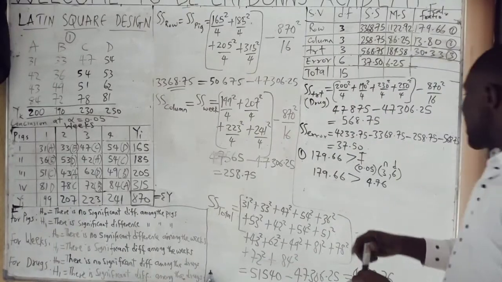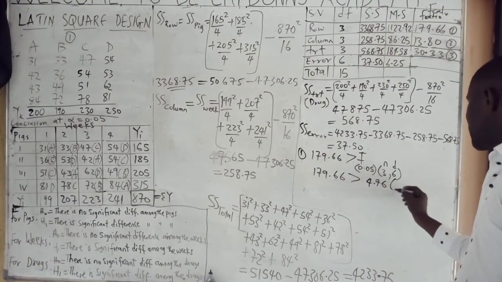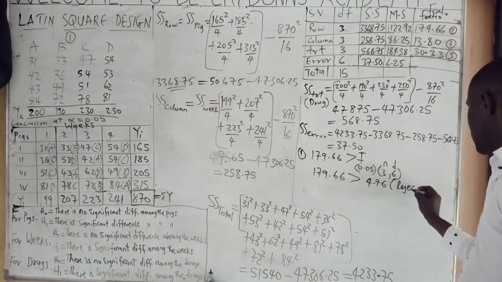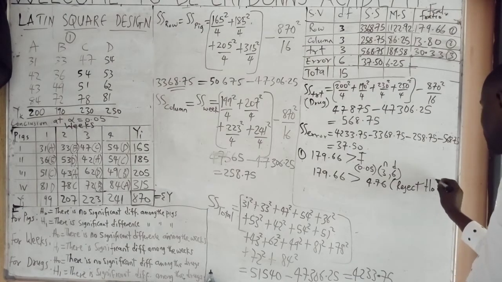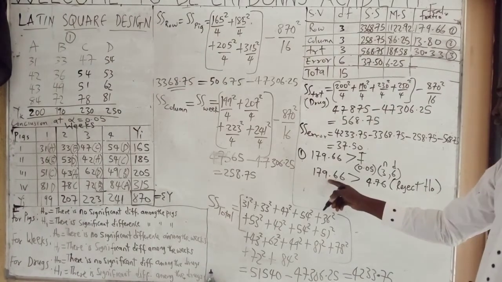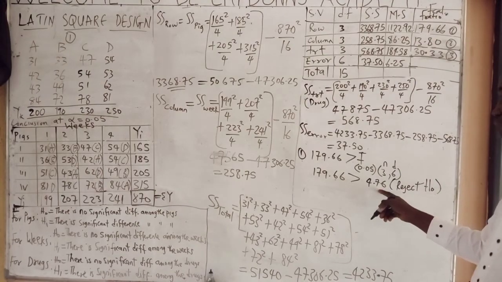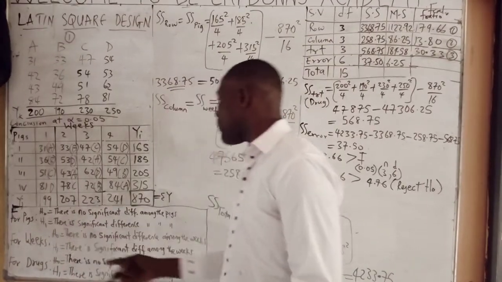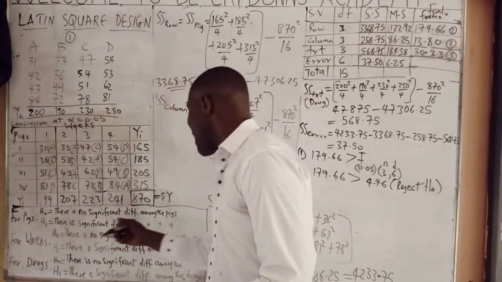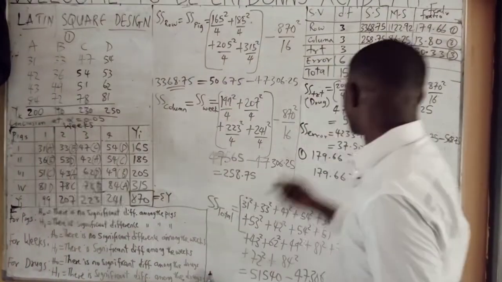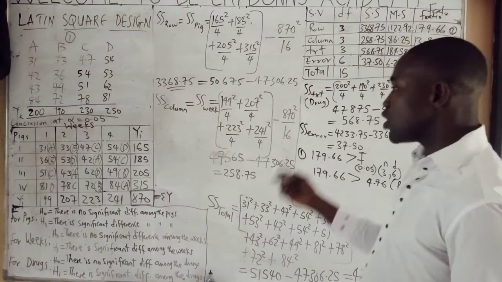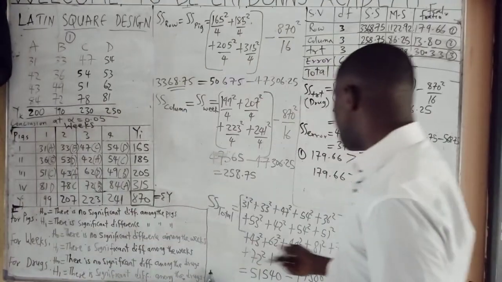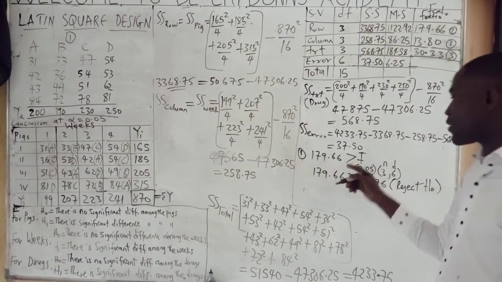Yes. Now, if it is greater than 4.76, they say reject null hypothesis. Because what you calculated is greater than what you got from your table, reject null hypothesis. Hence, accept alternative hypothesis and say there is significant difference among the peaks. Because the first one talks about peaks. So there is significant difference among the peaks. That is our conclusion for question 1.